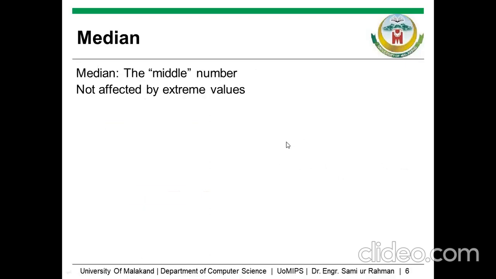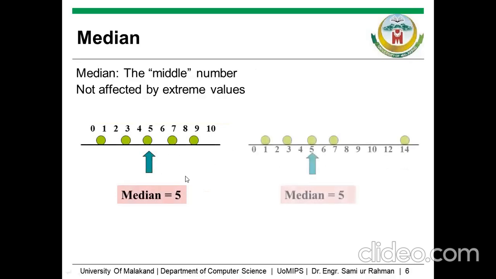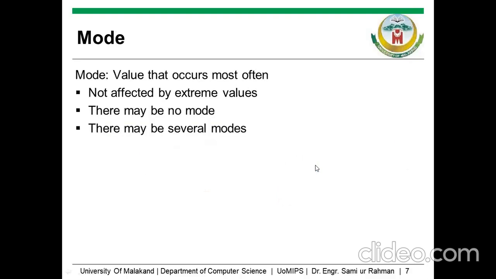Median, so median is the middle number. This is not affected by extreme values. For example, in these values the median is 5, and in these values the median is again 5. So median is not affected by the extreme values. Mode, so mode is the value that occurs most often, and it is not affected by extreme values.